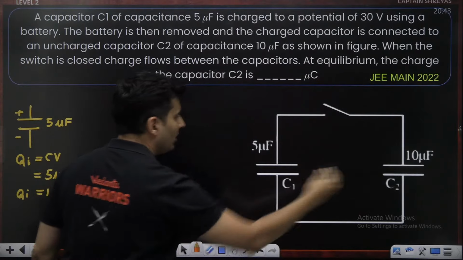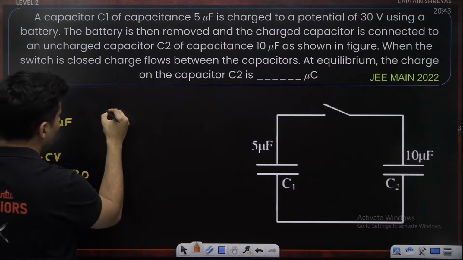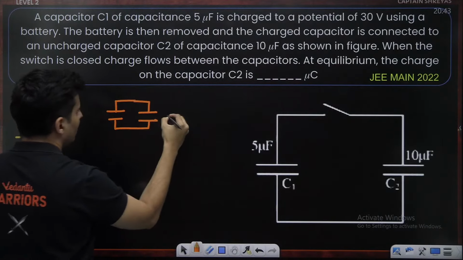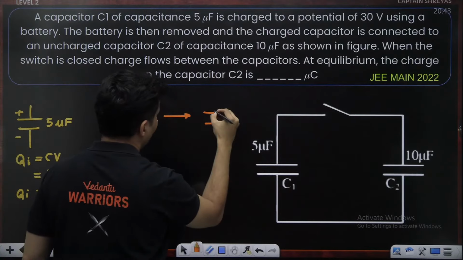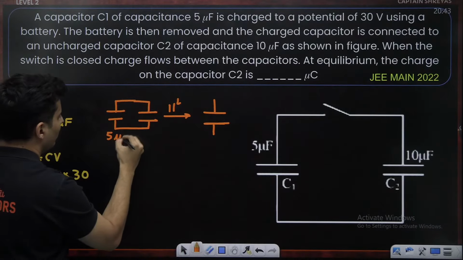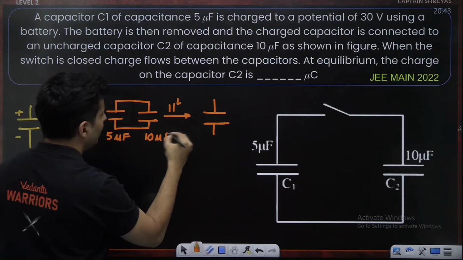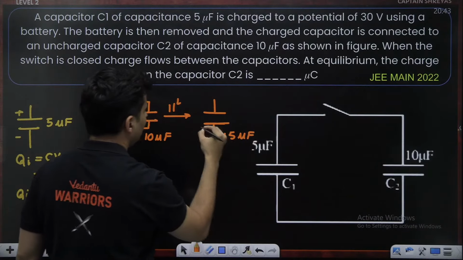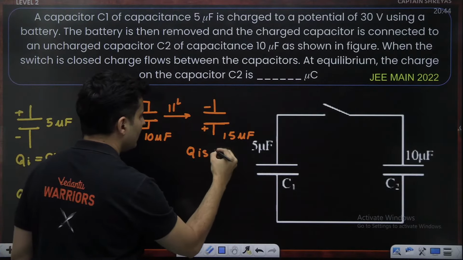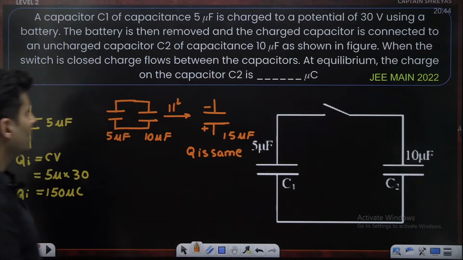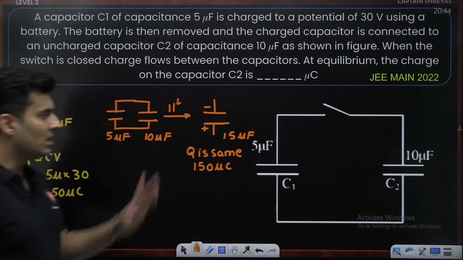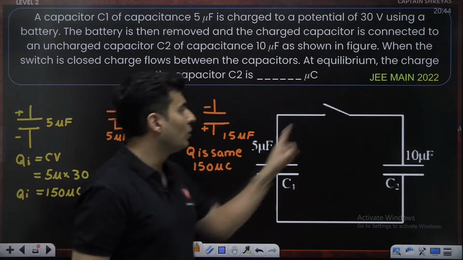Now, when you connect both of them, they are side by side, so they are in parallel. You can convert this into a single capacitor because they are in parallel, and the capacitance of this 5 microfarad and the 10 microfarad will make it 15 microfarad. This is positive, negative. The charge is the same. How much is the charge, guys? The charge has to be still 150 microcoulomb.